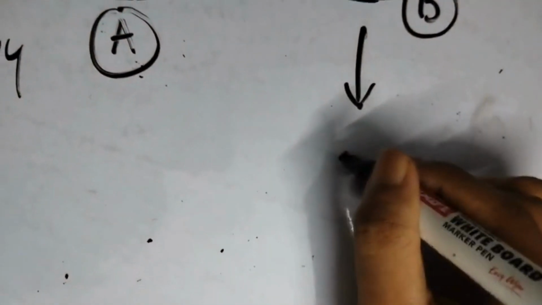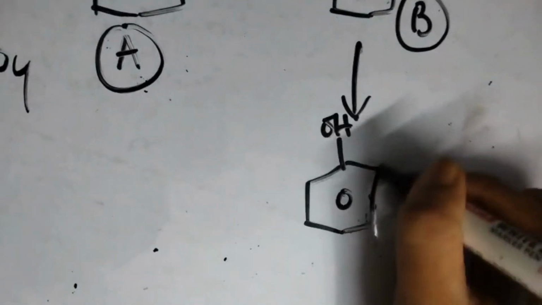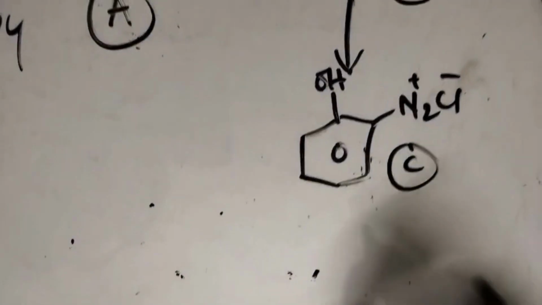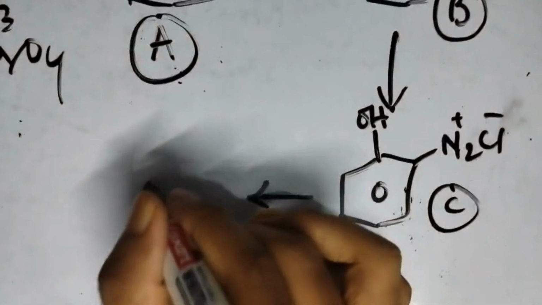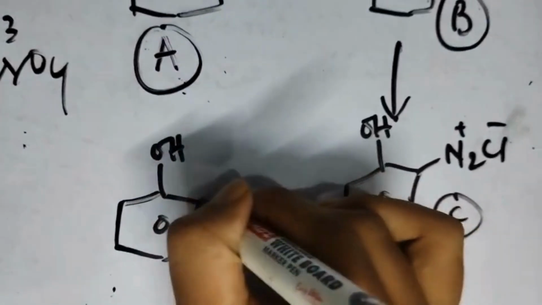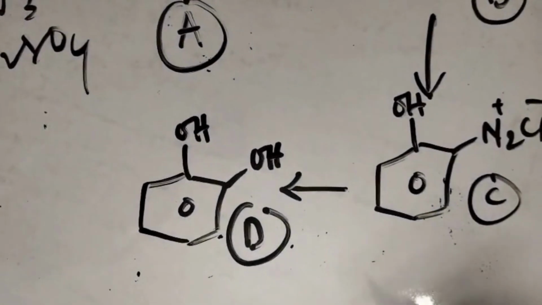From there, B is reacted with NaNO2 and HCl, so it forms a diazonium salt, which is C. Now C is reacted with warm water, so what we get is catechol. So this is our compound D.